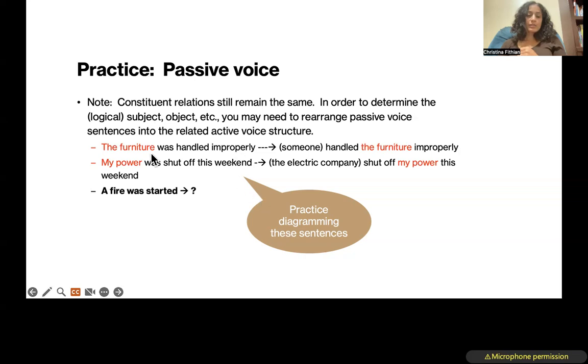So these are some practice sentences we're going to diagram as well. You can practice doing all three of these. The furniture was handled improperly. My power was shut off this weekend, and a fire was started.